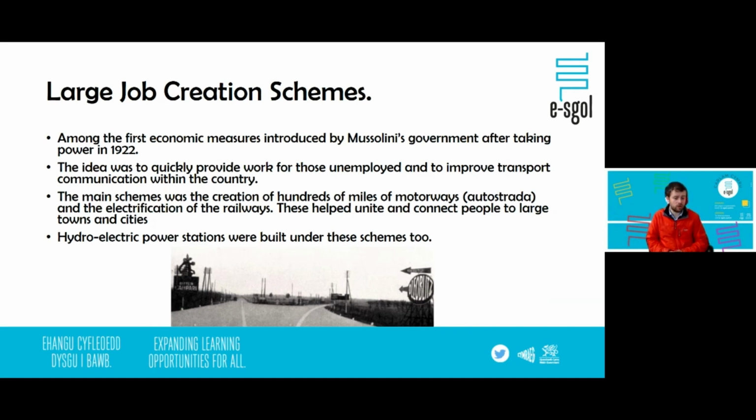Hundreds of miles of autostrada are done as part of this, and also electrification of the railway as well. And it would unite and connect those people in larger towns and cities. Hydroelectric power stations were also built as well in order to provide electricity and employment. Big employment schemes.